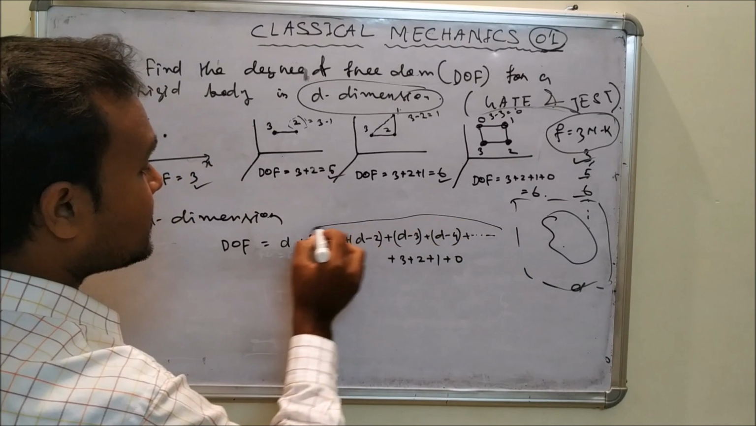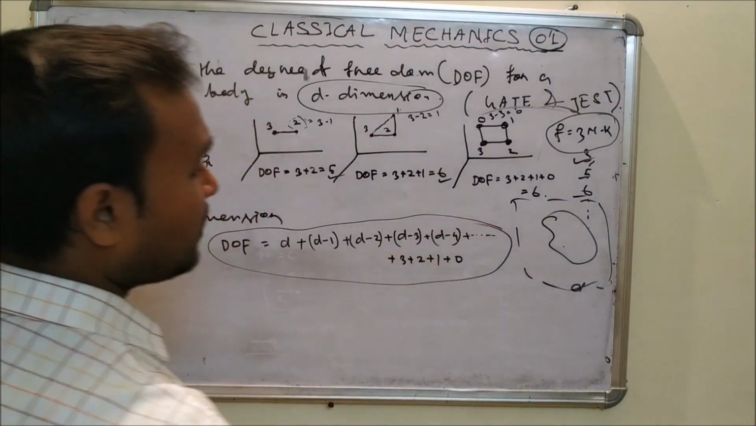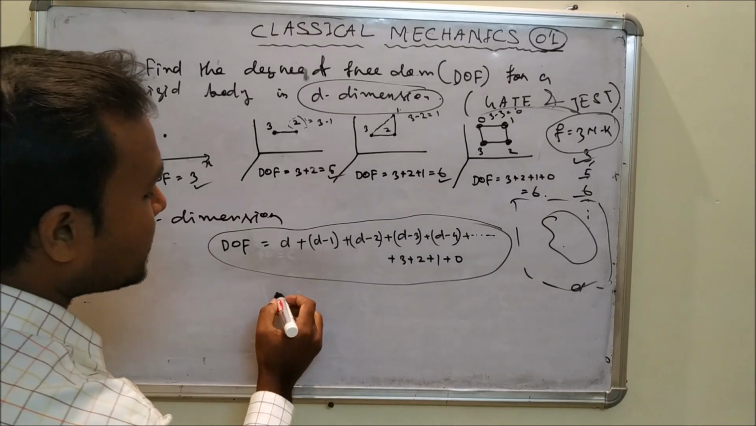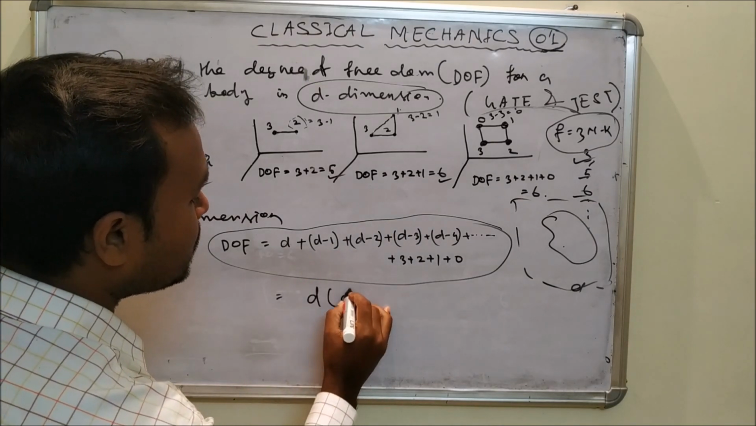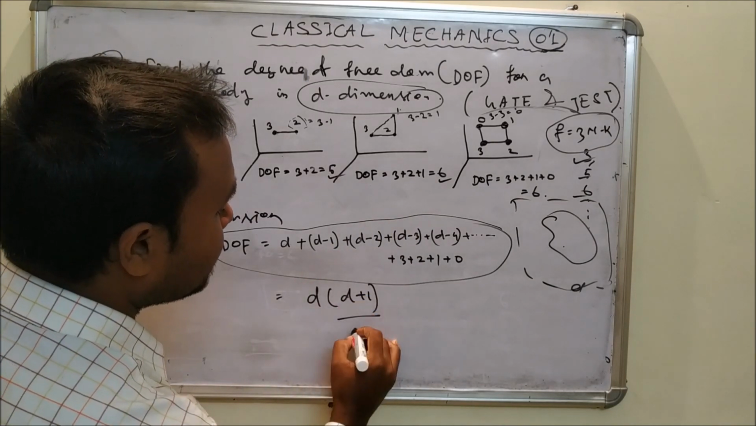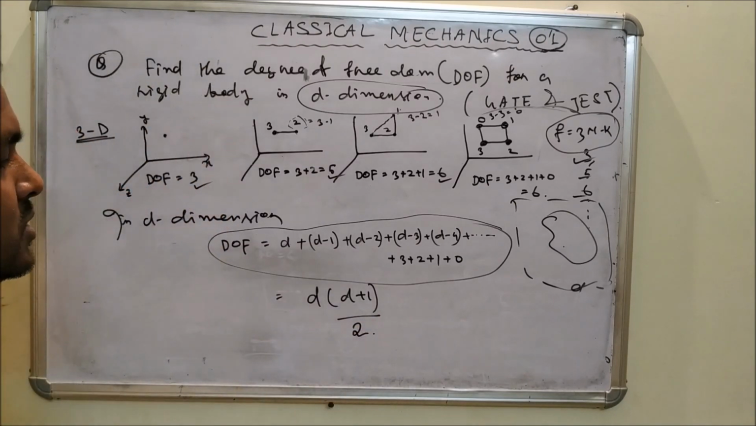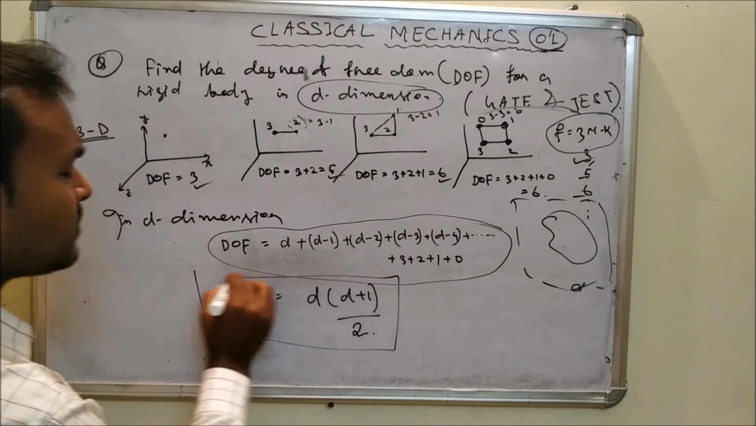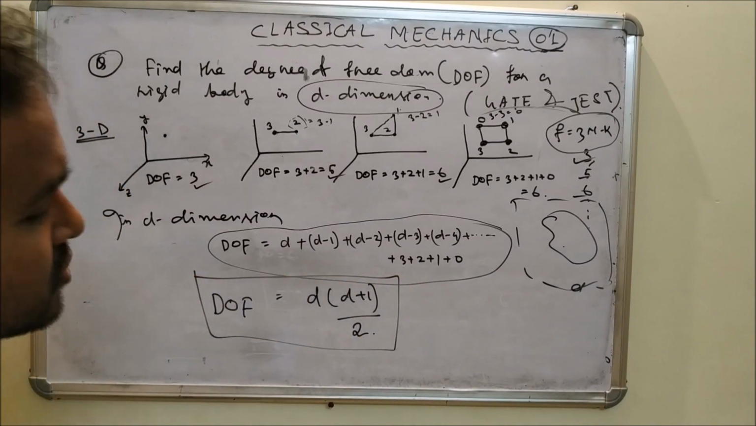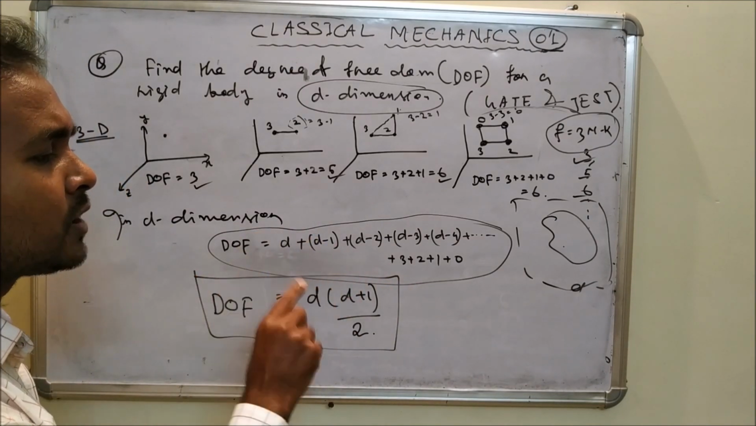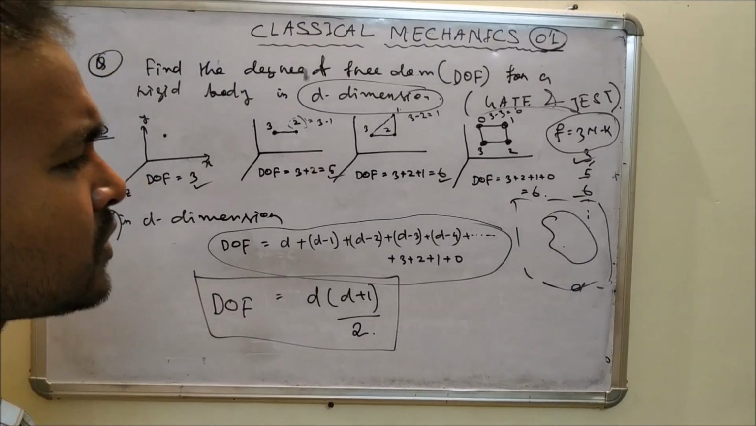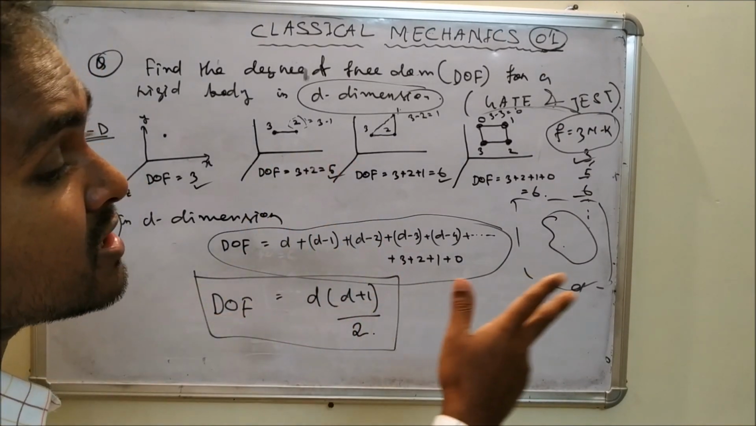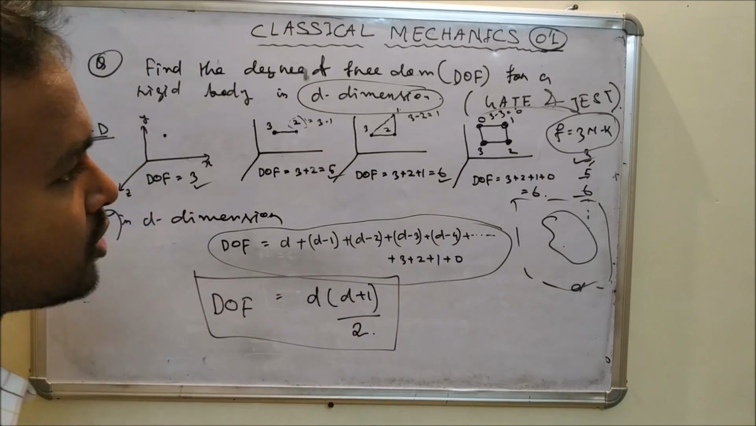What will be this summation? Can we find out the summation of this series? It will be D into D plus 1 divided by 2. So this question was asked in the GATE examination, a very important formula, and using this condition you can find out the degree of freedom for any particle rigid body in various dimensions. You got the point?